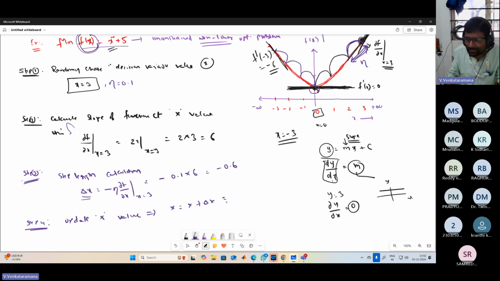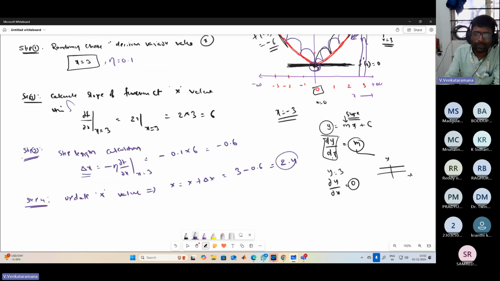Now what is the new x value? x equals x plus delta x. The x value is 3 and the delta x value is minus 0.6, so that's equal to 2.4. See, initially we chose the point 3, but our goal is to reach this point. The x value jumps from 3 to 2.4, and after some time it will finally reach 0. This is just the first iteration.